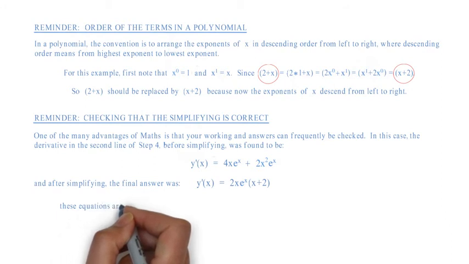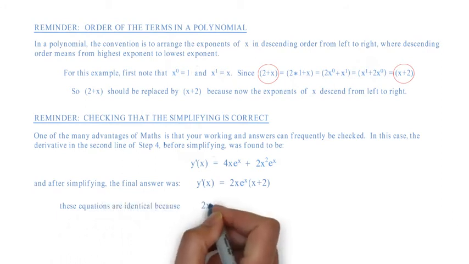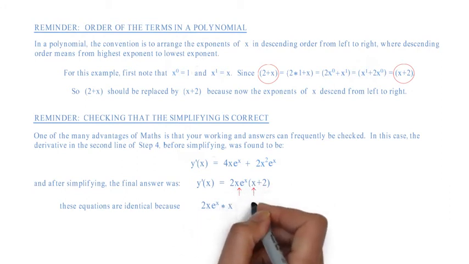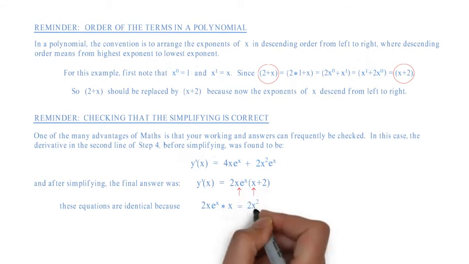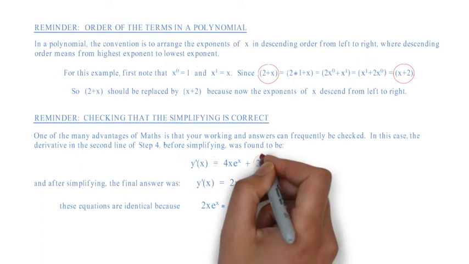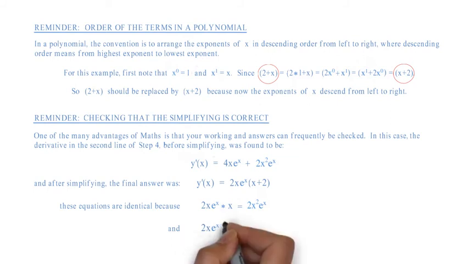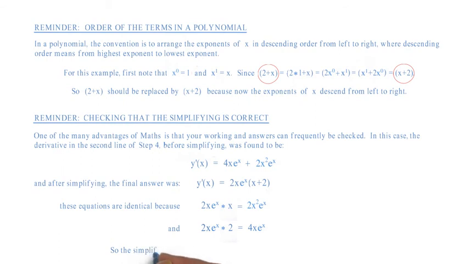These equations are identical because 2x e to the x times x equals 2x squared e to the x, and 2x e to the x times 2 equals 4x e to the x. So the simplified answer in the final statement in step 4 is correct.